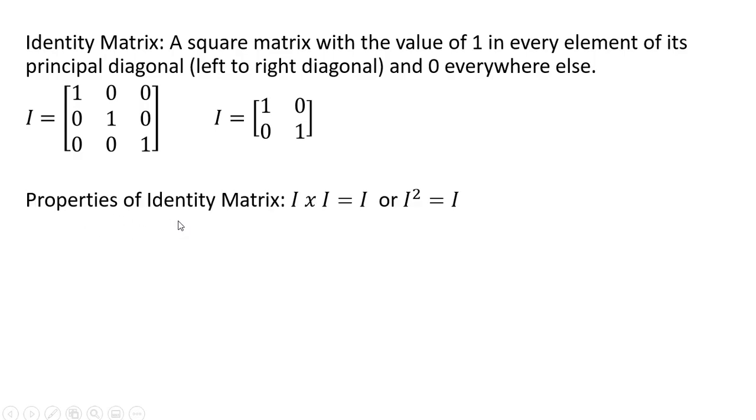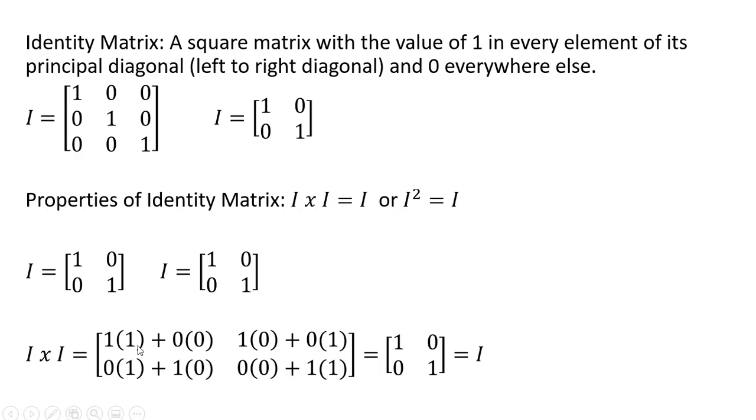A property of an identity matrix is that an identity matrix multiplied by itself will just be the identity matrix. So let's multiply these two identity matrices together following matrix multiplication. 1 times 1 plus 0 times 0 is this first element. Then 1 times 0 and 0 times 1 is the second element. So remember, it's the row in the leading matrix multiplied by the column in the lagged matrix.